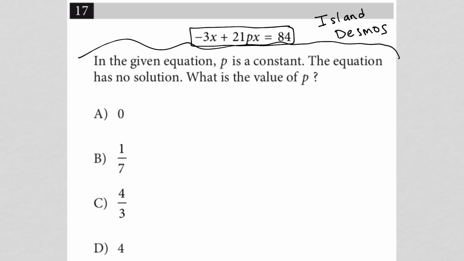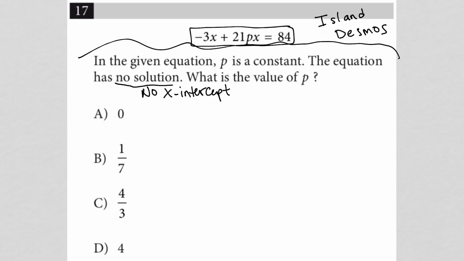Let's go back. So after that, then I read the question. It says, in the given equation, p is a constant. The equation has no solution. All right, well, when an equation does have a solution, it means that you're looking for the x-intercept or multiple x-intercepts. If the equation has no solution, that should mean that the graph does not have an x-intercept. So I'll say no x-intercept.